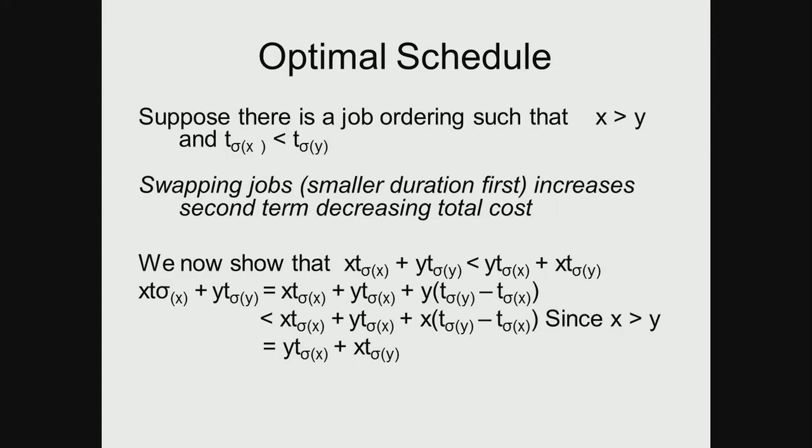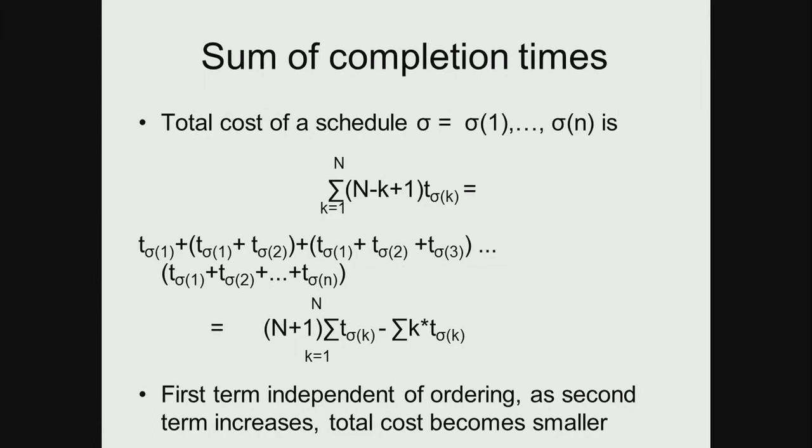As a consequence of this, it is clear that if we start off with an arbitrary ordering and identify a pair of jobs at sigma of x and sigma of y with the property that sigma of y is later than sigma of x, and the time taken by the job scheduled at sigma of y is more than the time taken by the job scheduled at sigma of x, then if we exchange these two jobs, the contribution to the second term in the sum of completion times reduces, and therefore, we have a new schedule whose sum of completion times is strictly smaller.